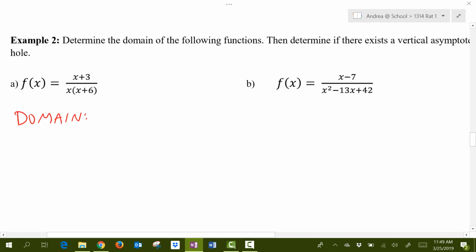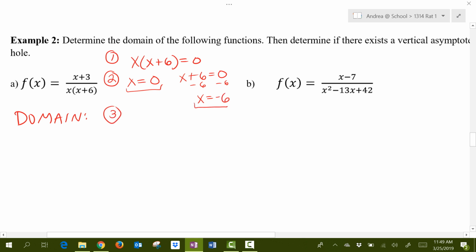To find the domain of the function, we will take the denominator, set it equal to 0, and solve for x. So it's already factored for us. We will set each of those factors equal to 0. x equals 0 is one of our values, and solving this for x, we get x equals -6. Both of these values will be excluded from the real number line.